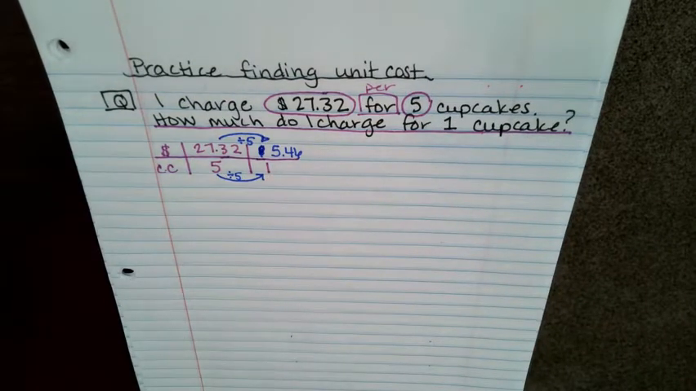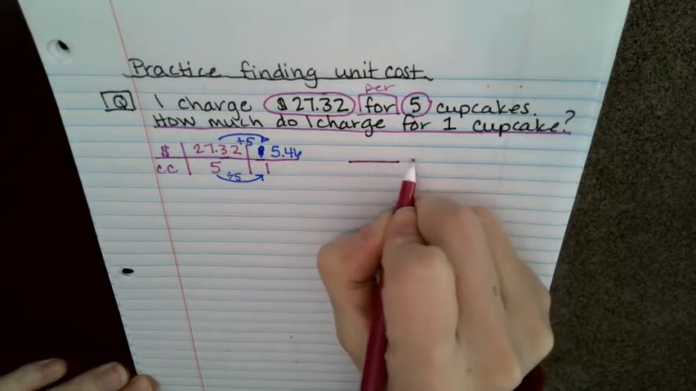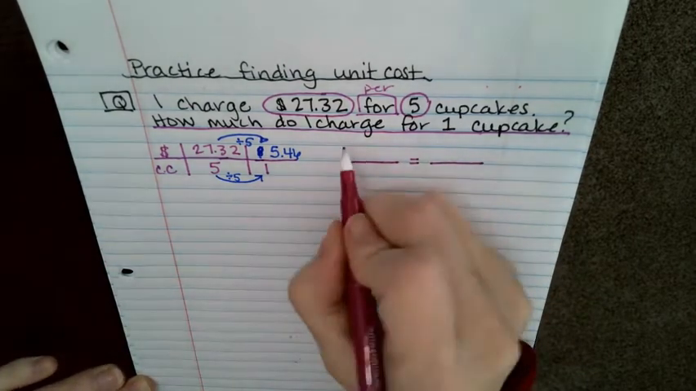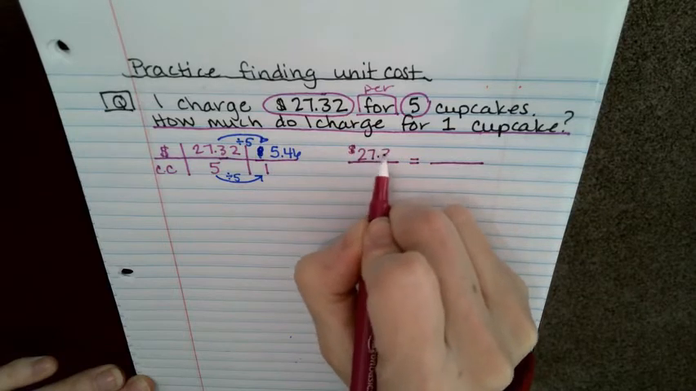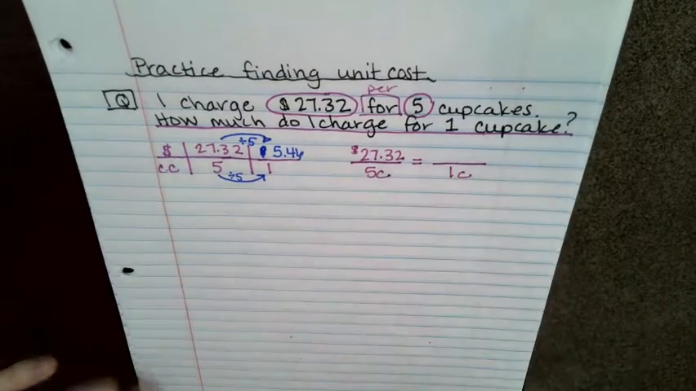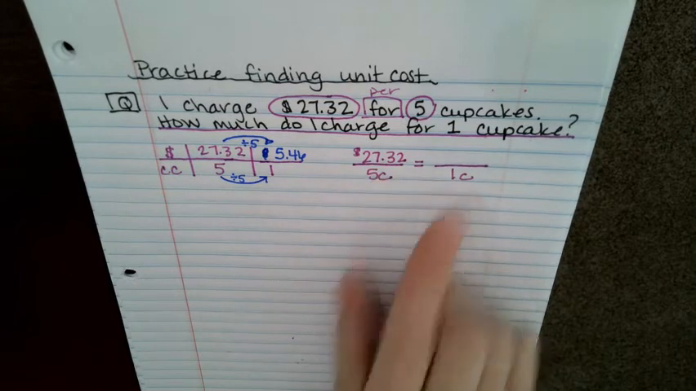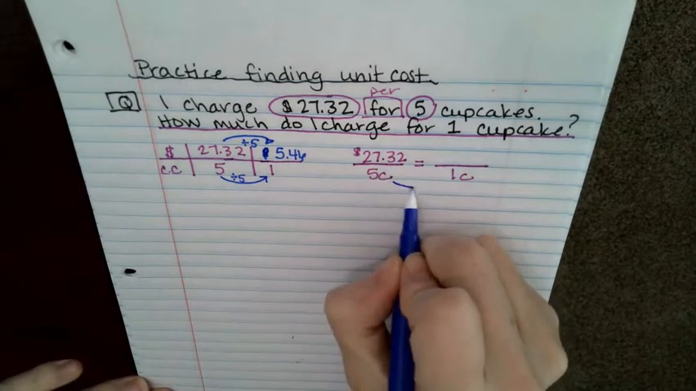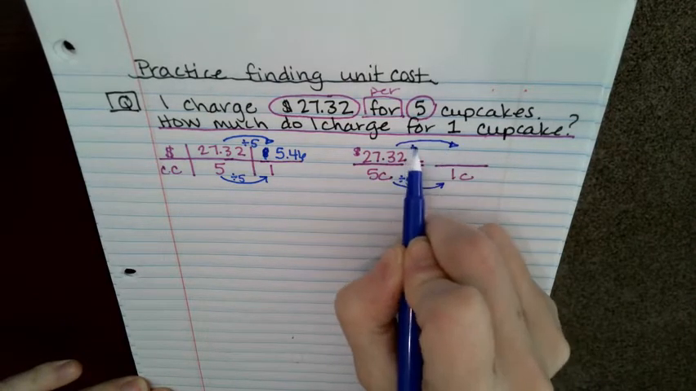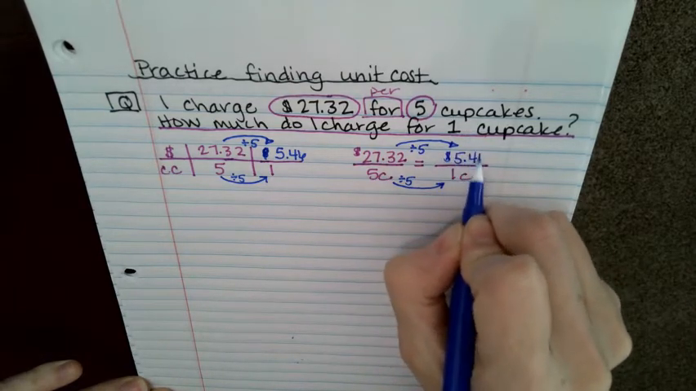If we were going to do that as a proportion, so this is the more algebraic way of doing this, we're going to go like this. We're going to set up 2 equivalent ratios. Right there, there's a proportion. I know that it's $27.32 for 5 cupcakes, but I want to know how much it is for 1 cupcake. Notice it's the exact same thing in the table. It just takes the table away and sets it more algebraic, okay? So now I'm still going to do the same work. I'm going to divide both the numerator and the denominator by 5. And when I do that, I'm going to get 5.46, okay?